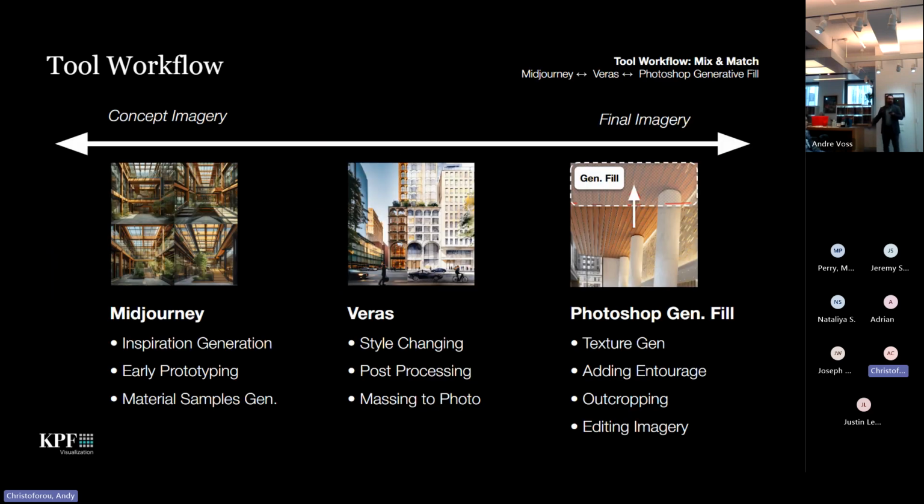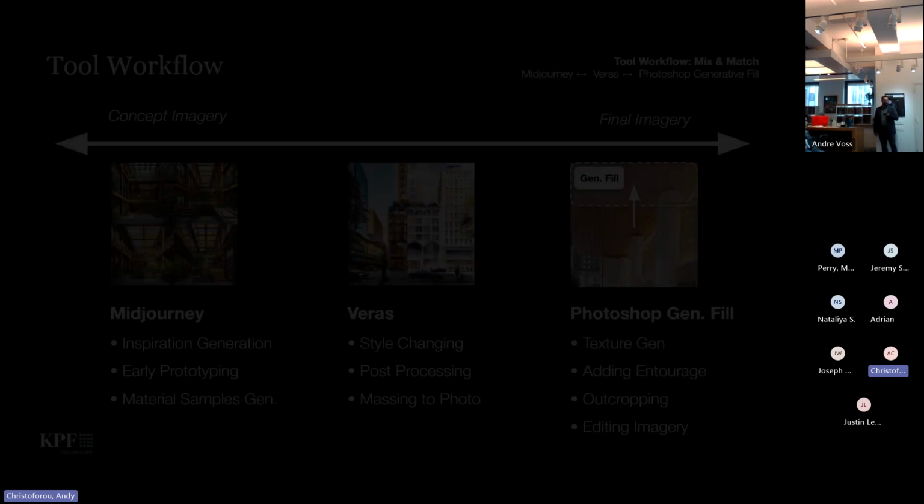And kind of where this falls in our timeline is, Midjourney is a great conceptual tool when nothing exists. And then we have Vero Stable Diffusion for when we actually have renderings, to either enhance the image or change the style. And then lastly, we have Photoshop Generative Fill to tweak our images as needed.